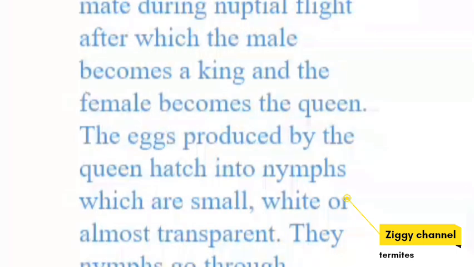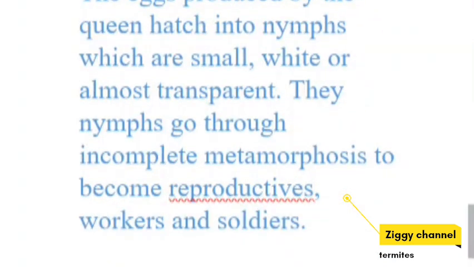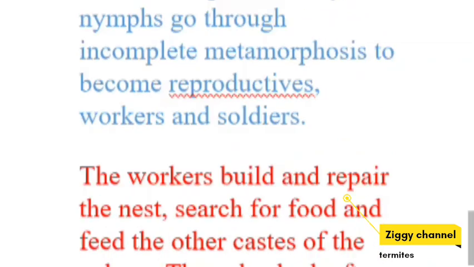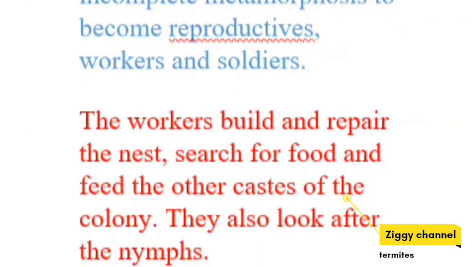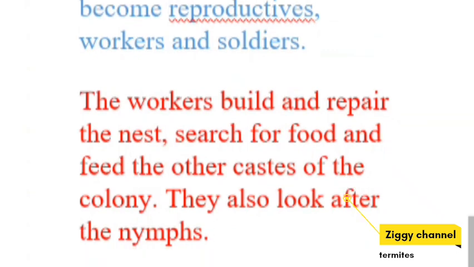The eggs produced by the queen hatch into nymphs, which are small, white or almost transparent. The nymphs go through incomplete metamorphosis to become reproductives, workers and soldiers. The workers build and repair the nest, search for food and feed the other castes of the colony. They also look after the nymphs.